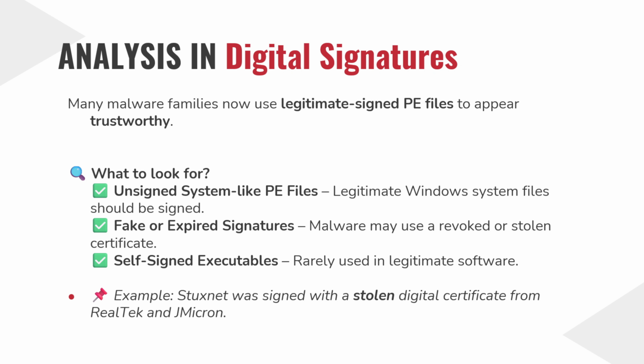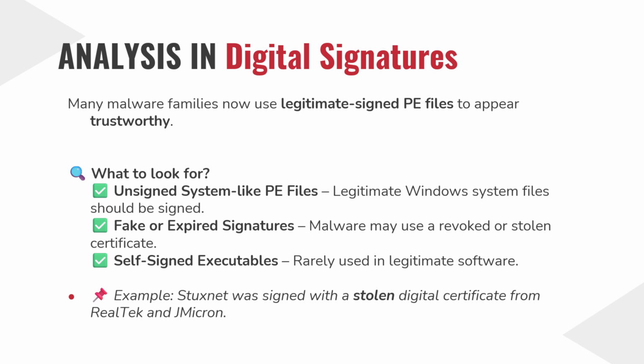Next, let's look for fake or expired signatures. Malware can use stolen or revoked certificates to sign their files, making them appear legitimate at first glance. This can be particularly tricky because many malware samples use certificates that were once trusted but are now either expired or revoked. So it's vital to check the certificate's validity period and revocation status. Tools like SigCheck or PEfile can help you quickly assess the file signature and certificate status.